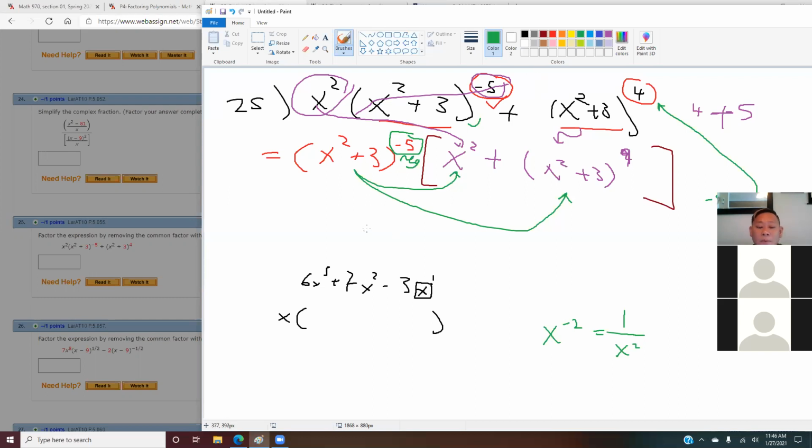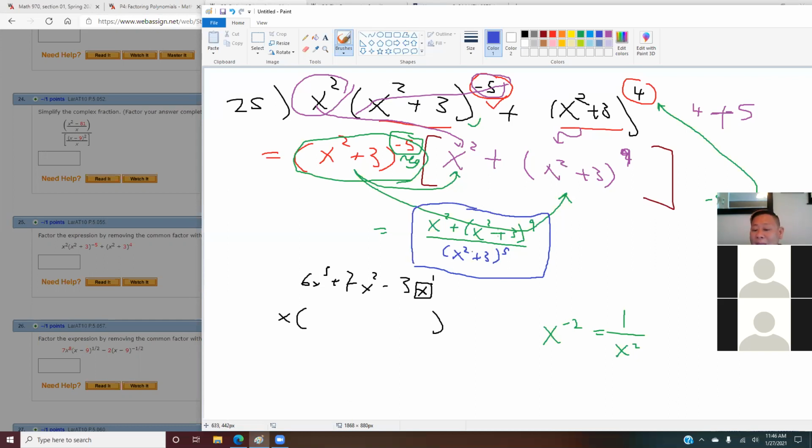So the top one is x squared plus x squared plus 3 to the power of 9. Then this will go down to your denominator. So that will become x squared plus 3, and the -5 will become +5. So this is your answer. And you cannot cancel this or simplify this, because there's an addition here. So this will be your answer in this case.